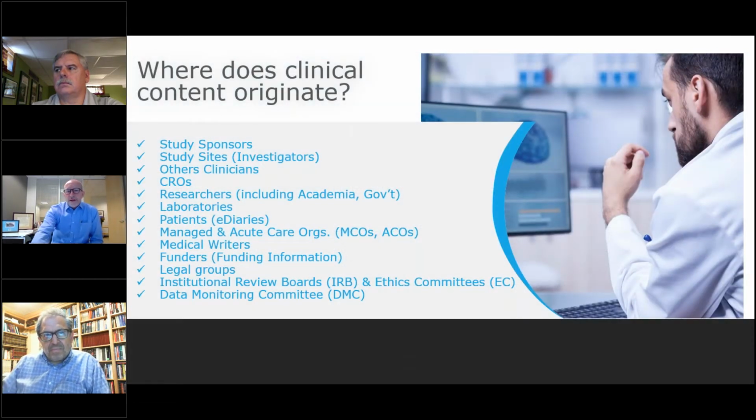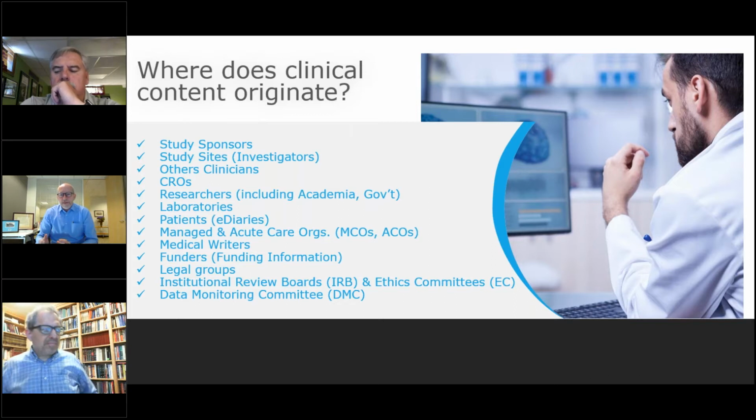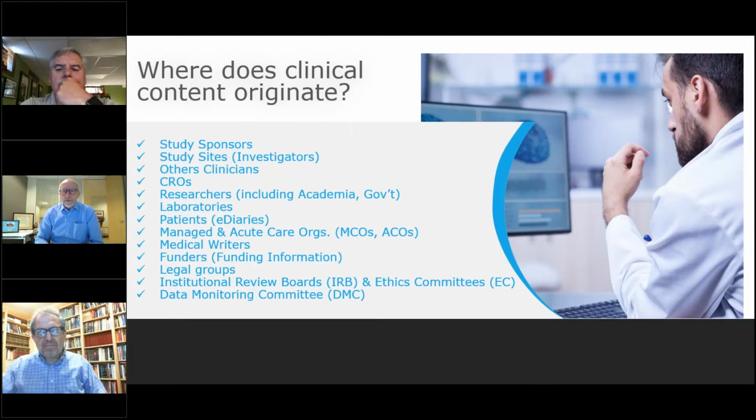So where does the study information originate? It's a multitude of sources. It could run from the study sponsors to the sites. At the site level, you can have the investigators and their respective information. You've got other clinicians associated with the care of the patient that are providing information to an investigator. Perhaps it's a cardiology study and that patient has a cardiologist they've seen for a number of years, and they're working together with the investigator for the trial.